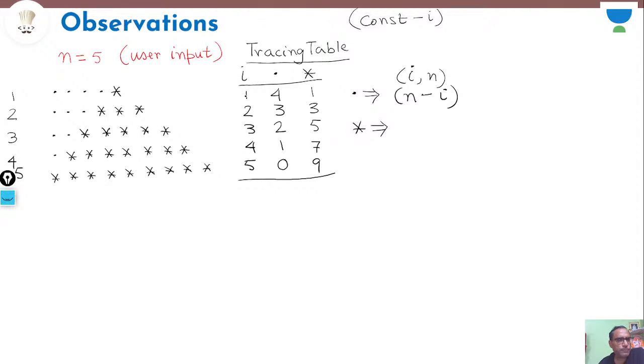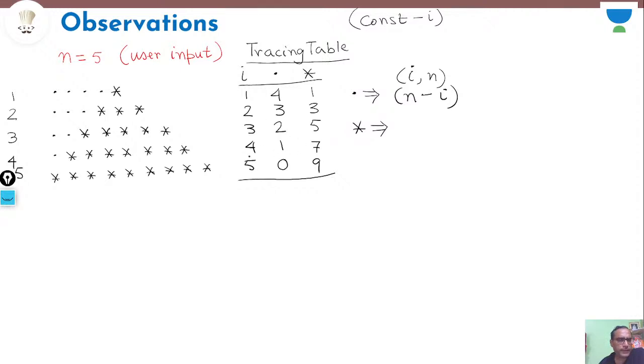1 into 2 or 2 into 1 is equal to 2 minus 1 is equal to 1. 2 into 2 is equal to 4 minus 1 is equal to 3. 2 into 3 is equal to 6 minus 1 is equal to 5. 2 into 4 is equal to 8 minus 1 is equal to 7. 2 into 5 is equal to 10 minus 1 is equal to 9.